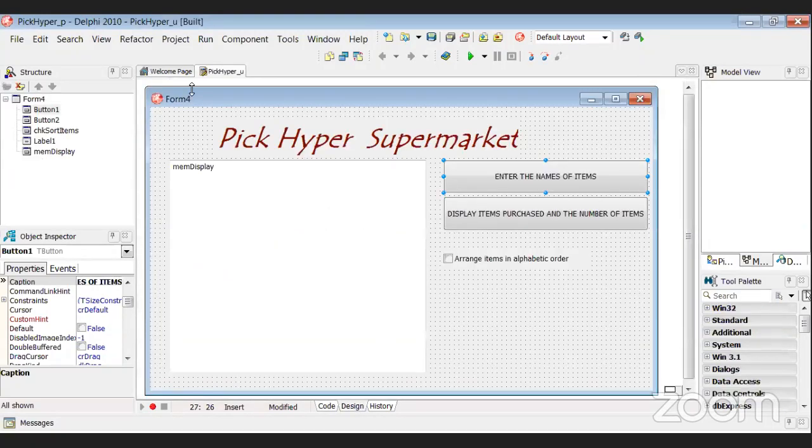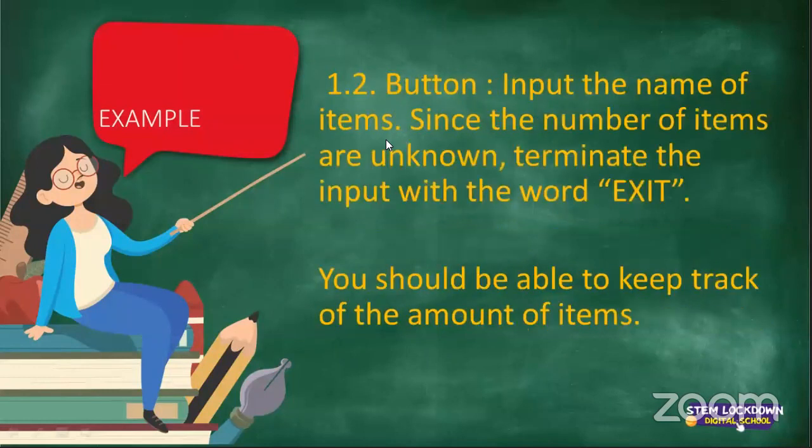Okay, so we declared the array, we created the interface. What is the next thing for us to do? Okay, so 1.2 says input the name of the items. Since the number of items are unknown, terminate the input with the word exit. So that's so important, okay? You should be able to terminate. So that's what's going to make the size of the array change. Okay, so when the user enters the word exit, it should be able to stop at that size for the array. So let's go ahead. Let's code this.